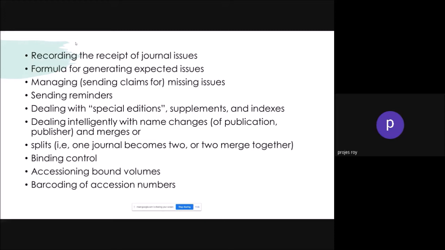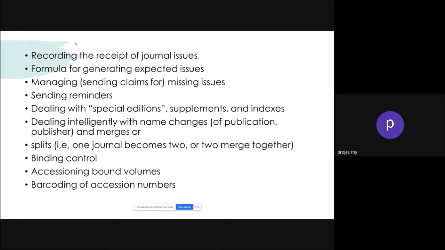Then binding control. Binding is an important part in the serial control system. When one particular journal comes up with the complete volume, that means, suppose one particular journal is published monthly. At the end of the year, it will be 12 issues. When the 12 issues have come up, you will club them together and that will go for binding. That becomes one volume of the particular journal.